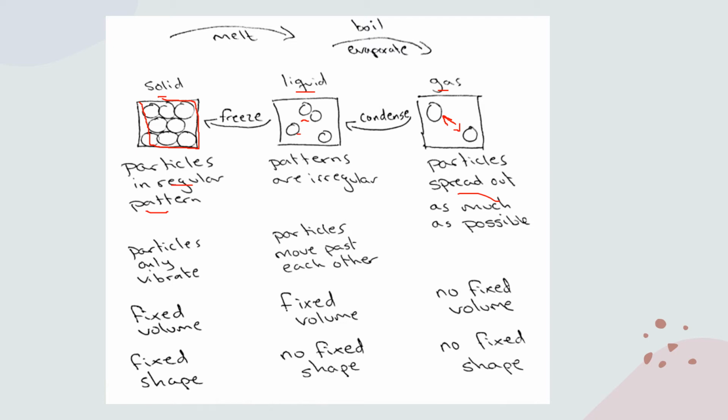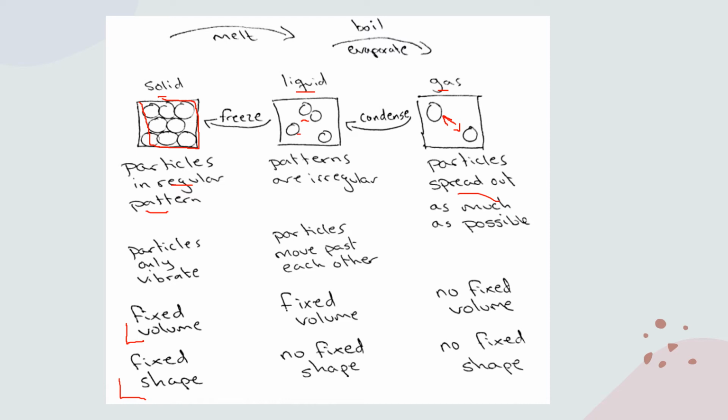Thinking about the movement, the solid particles only vibrate. That means they shake from side to side. The liquid particles can move past each other and the gas particles move freely. For the volume, the solid has a fixed volume. You know that, for example, a book will always have the same amount of space. An ice cube will have the same amount of space in the freezer. If you start to melt it and it starts to change into a liquid, okay, then the shape will change. But while it stays a solid, you cannot change the shape and you cannot change the volume.